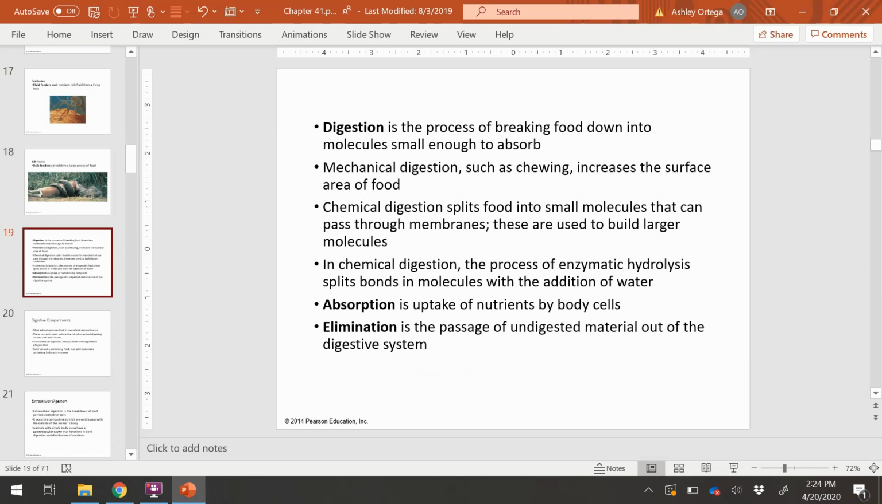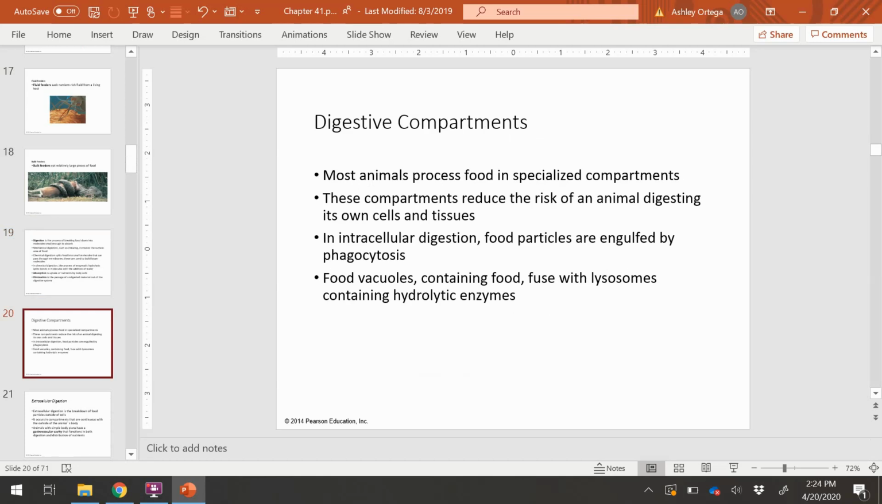And so chemical digestion happens through splitting bonds within molecules by adding water. And so water is needed for chemical digestion. Absorption is going to be taking those nutrients in by the cells of the body. And then lastly, elimination is passing that undigested material out of the system. And so now that we've understood the different nutrients along with different types of eating and different stages of eating, we'll look at some different digestive compartments of different animals.